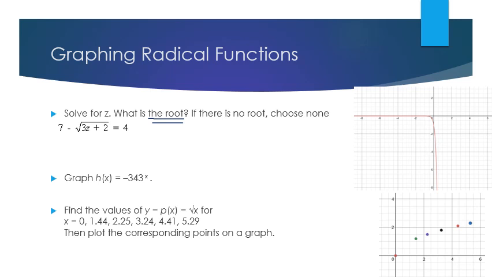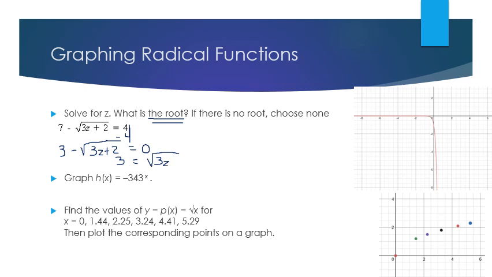So what I'm going to do here is, I think, subtract 4 from both sides of this equation. And that will give me 3 minus square root 3z plus 2 equals 0. And then I'm going to add this whole radical term to both sides. So I'm going to get 3 equals square root 3z plus 2.